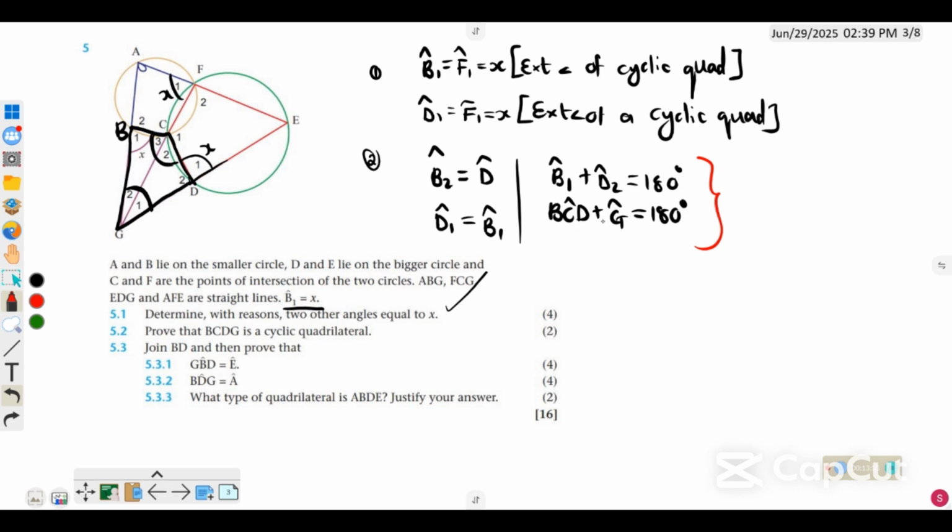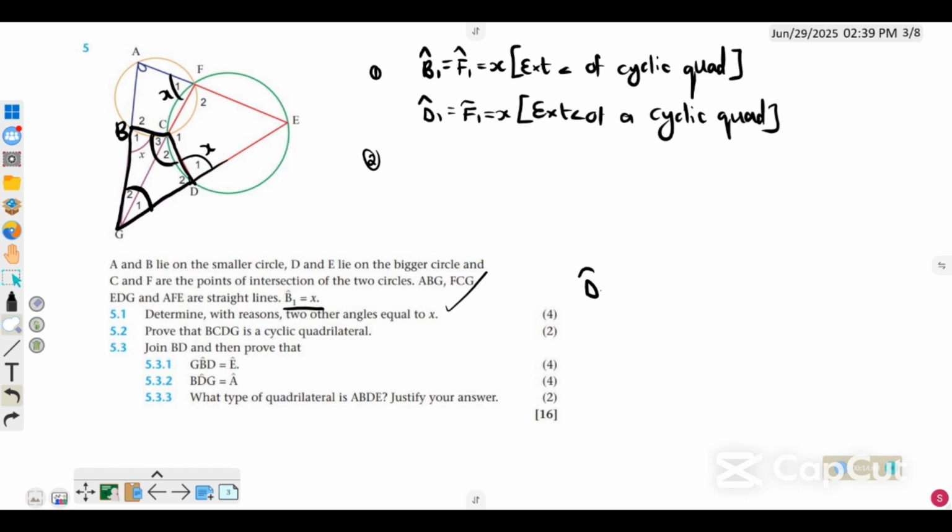Right, and we can see if we try this one of D1 and B1, because we already calculated D1, and we were given B1, so we have this. We can therefore say angle D1. All right, let's take that one. We have angle D1 being equal to angle B1, which are both equal to x. This is proven. All right, then you can conclude that actually BCDG is a cyclic quad.